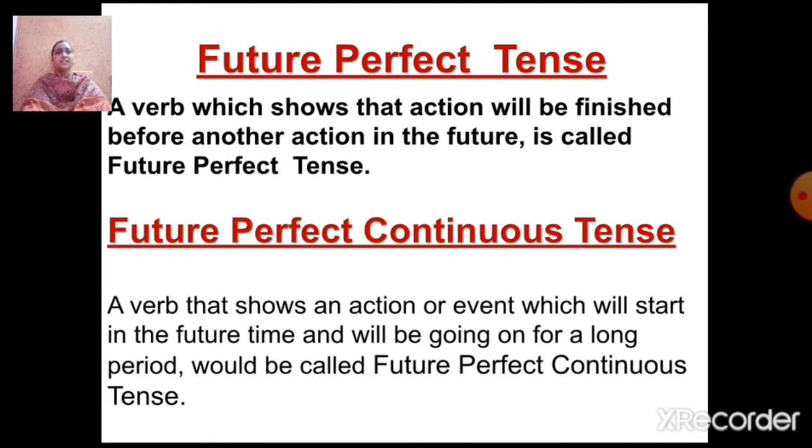Then the next is future perfect continuous tense. Here a verb that shows an action or event which will start in the future time and will be going on for a long period is called future perfect continuous tense. Here the formula is will plus have plus been plus ing form of verb.